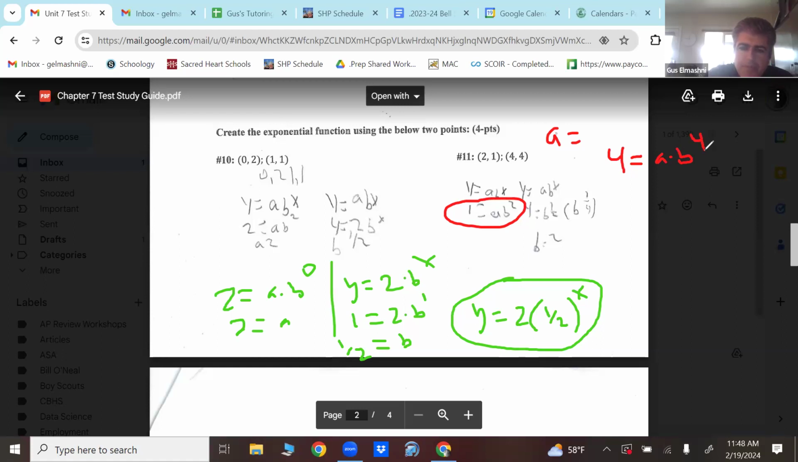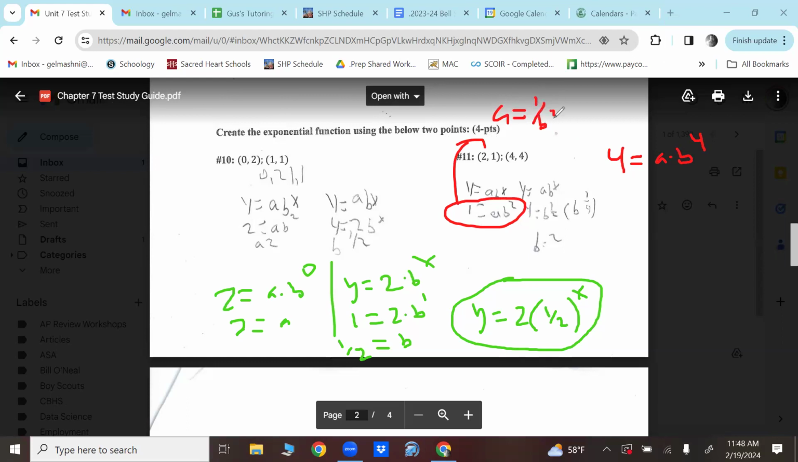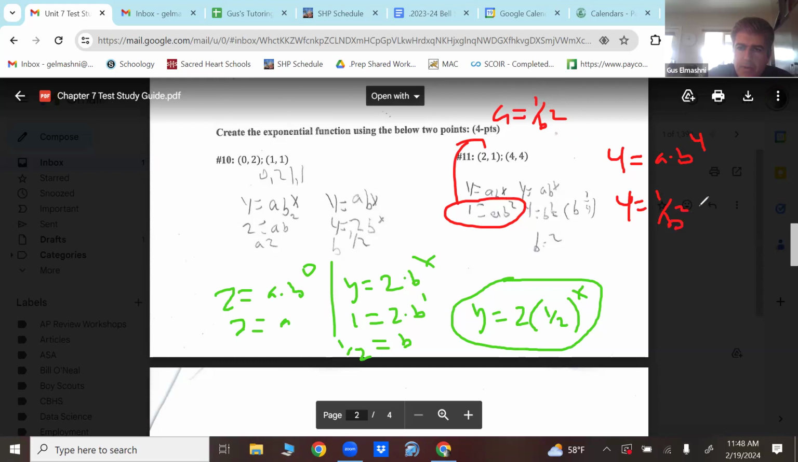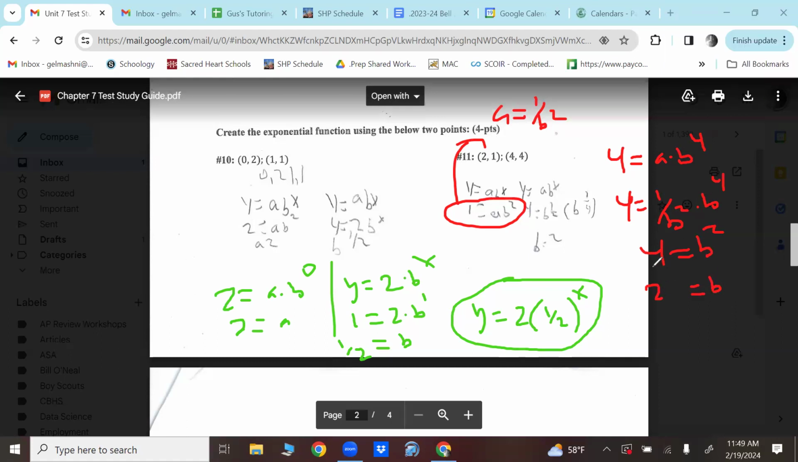So what you could do is, actually, I think that was right in what I was trying to do here. Isolate a with one of the equations. So a equals 1 over b squared. So 4 equals 1 over b squared times b to the 4th. 4 equals b squared, b is 2. And b is 2, you can solve for a, which is 1/4.